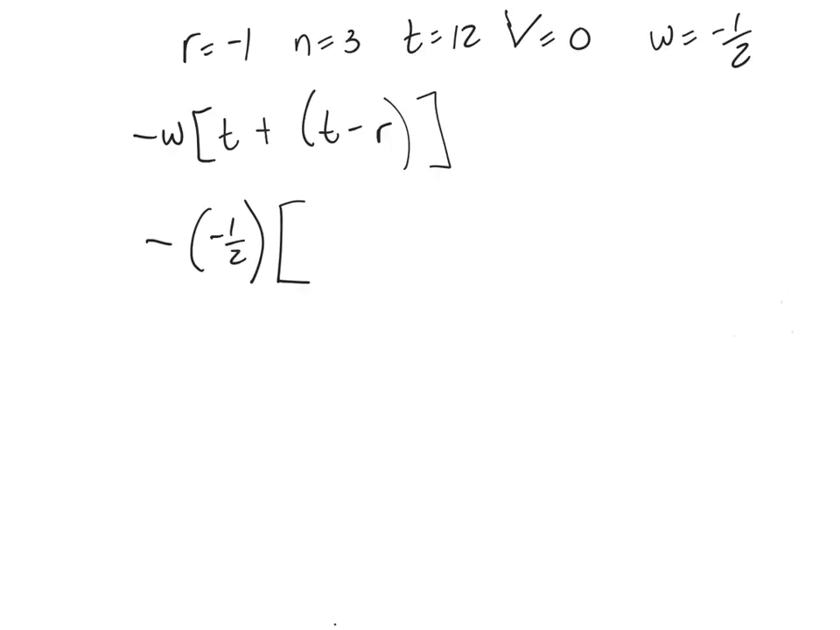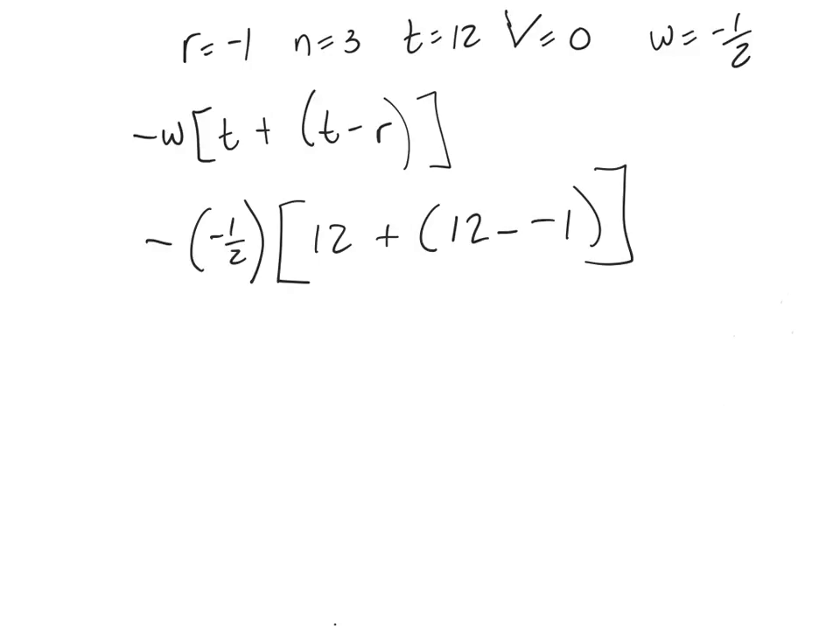So the first thing you're going to do is plug in negative 1/2. T is 12 plus parentheses, 12 minus negative 1. Close parentheses and put your bracket. For your calculator, when you check these, you're going to use, remember, parenthesis, parenthesis. But in this book, they use brackets when they use a second parenthesis.